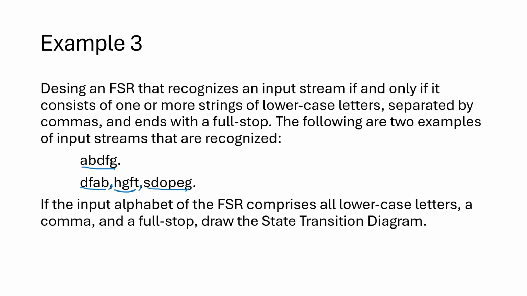Let's call them words, right? So you can have 2 words separated by a comma, and then ended with a period, or 3 or 4 or 5, and so on. And these are the only things that the machine is supposed to accept. And we are assuming that our alphabet is lowercase letters plus comma plus period. Okay, so we want to design a finite state machine that exactly accepts these type of strings.